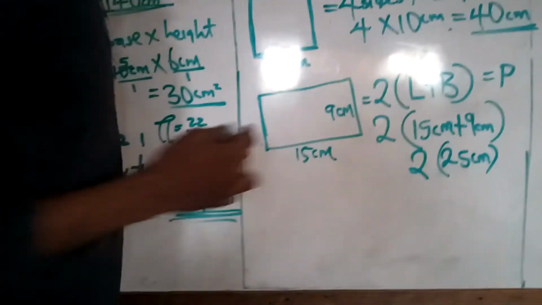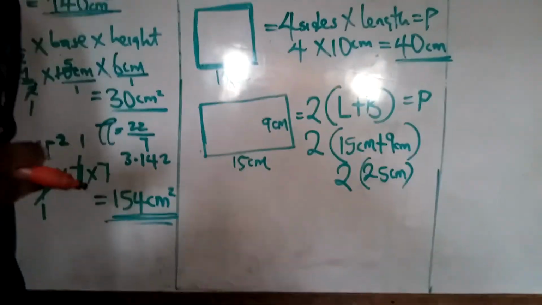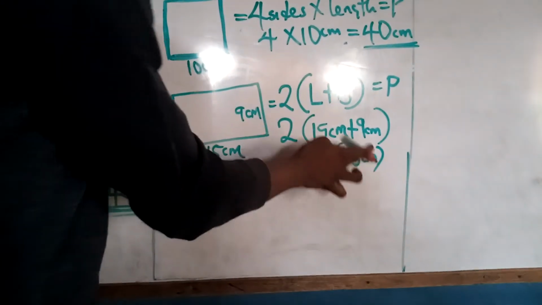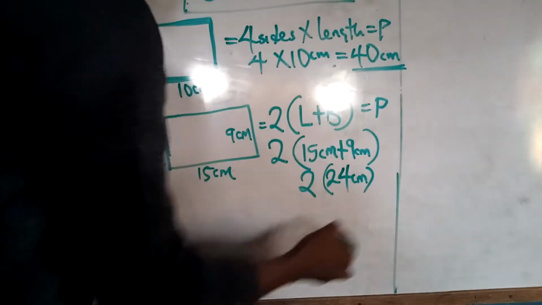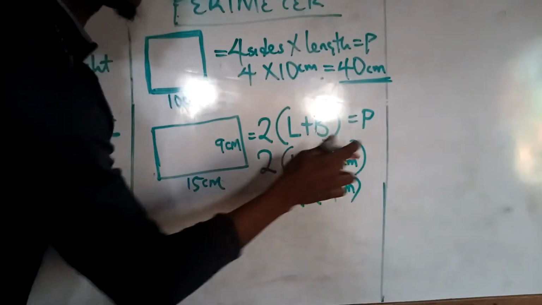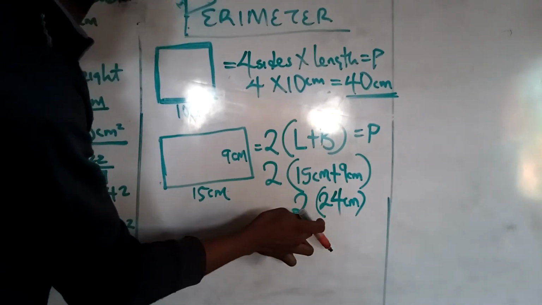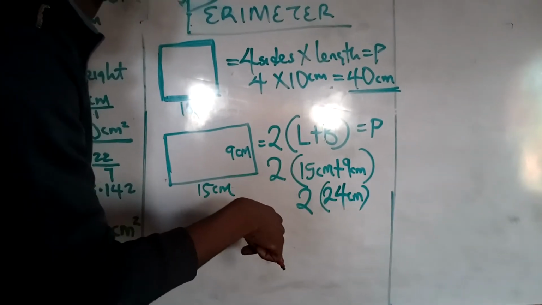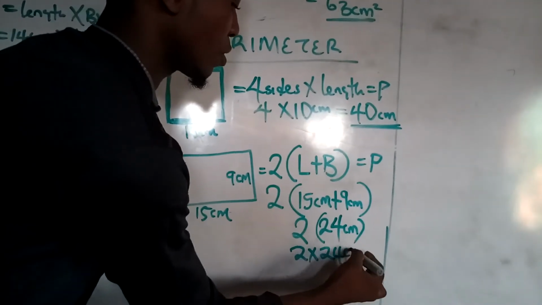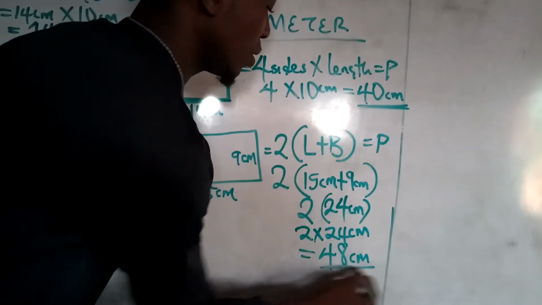Then we bring down our 2. Alright, that's 24 centimeters. Then we have 2 times 24. When you have a number outside the bracket, the number outside the bracket multiplies what you have inside the bracket, which is 2 times 24 centimeters will give us 48 centimeters.